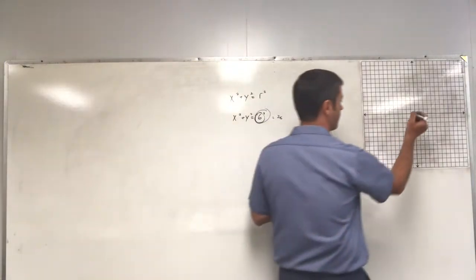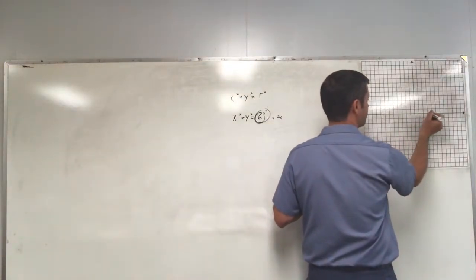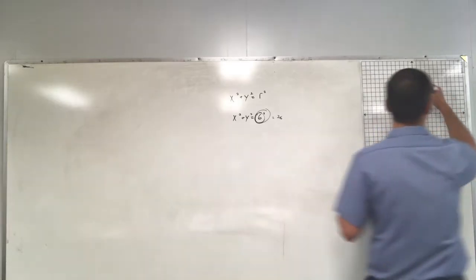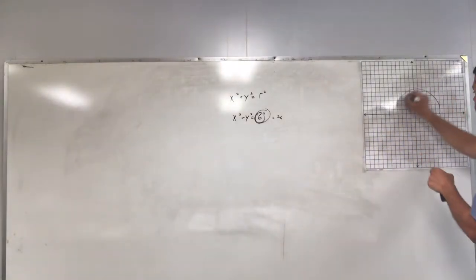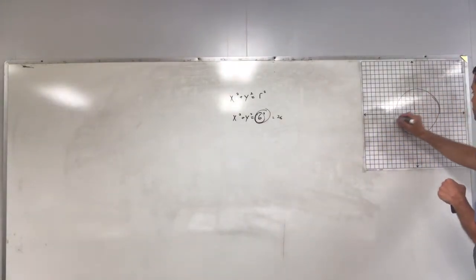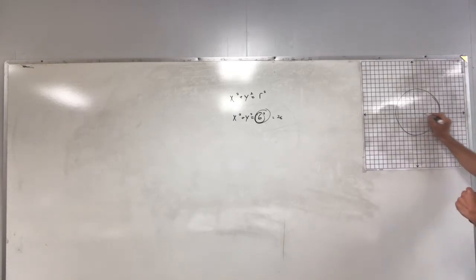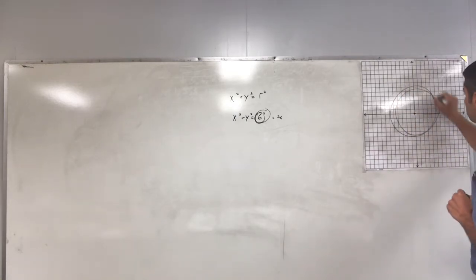So you simply graph that: make a dot here at the middle, go out 6, 1, 2, 3, 4, 5, 6, and 6 this way, get a compass or a string or whatever, and make a circle. It should have a radius of 6. My circle looks bad, but as long as you have a radius of 6, centered at the origin, it'll look more like that.